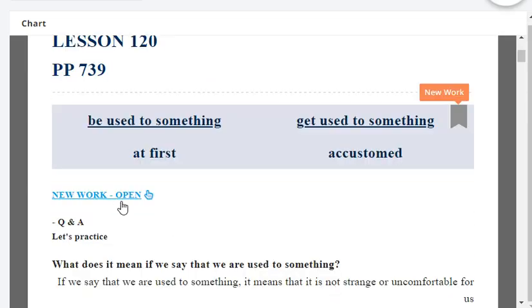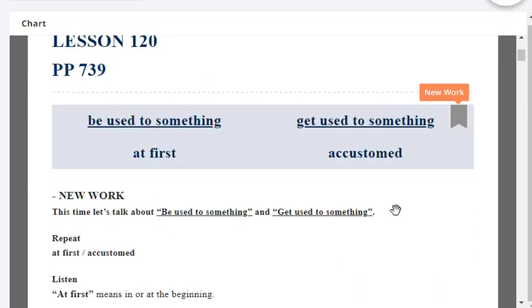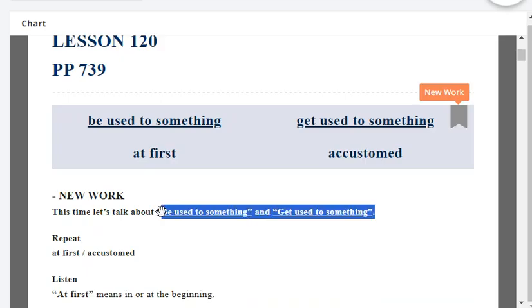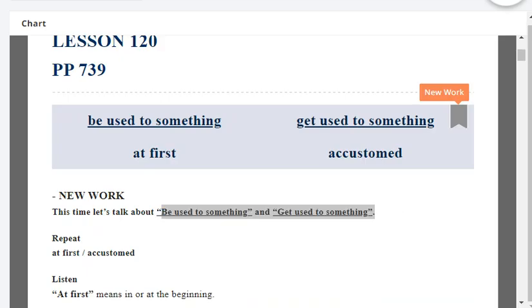Okay, let's talk about be used to something and get used to something. Very good. Okay, so let's talk about using be used to something and get used to something.